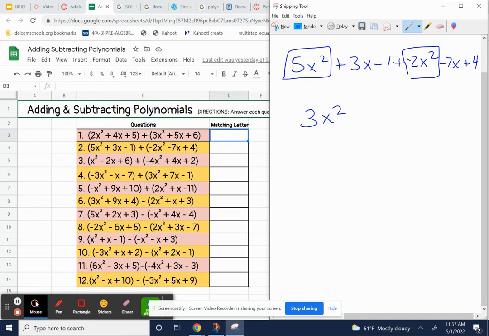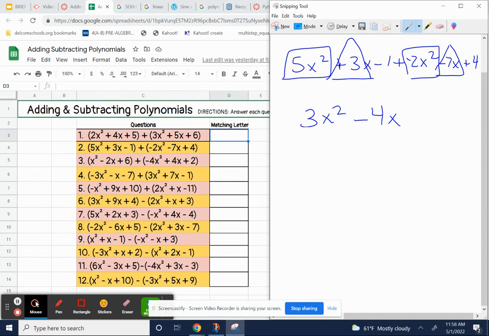Next I'm going to look at my x terms. Let's use a triangle for those. I have a positive 3x and a negative 7x, so I'm going to add those together, combine those together. If you add 3 and negative 7 together, you get a negative 4, so that would be negative 4x.